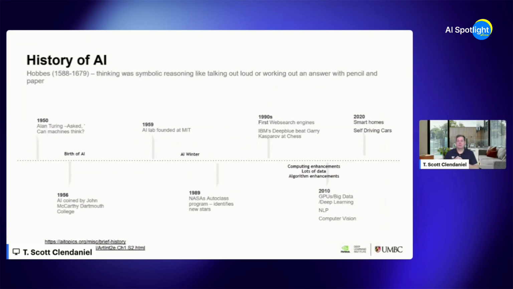Now, this diagram lists that John McCarthy from Dartmouth College first coined the term AI, or artificial intelligence, in 1956. That's actually not entirely true. Shh, you didn't hear it from me. It's actually 1955. The first artificial intelligence conference was held at Dartmouth College in 1956.